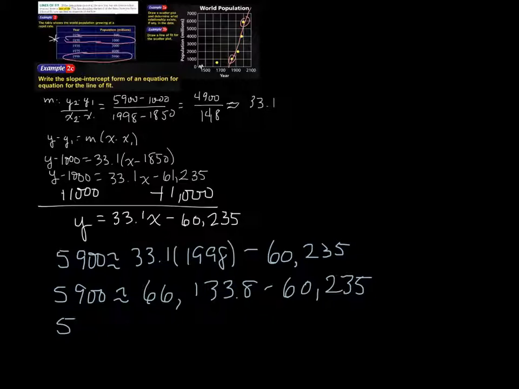we're trying to get 5,900, and we'd settle for close because we did round when we made our slope, and we're trying to get a line of fit that's close. And the calculator gives us 5,898.8, which is pretty darn close. We could live with that.